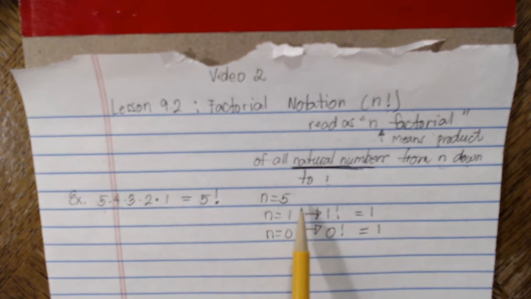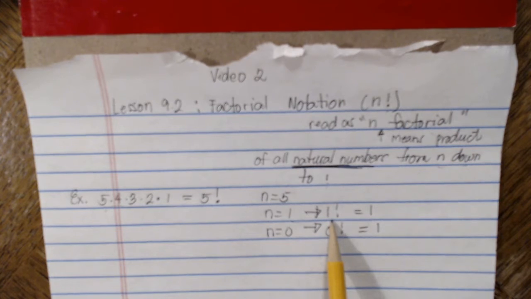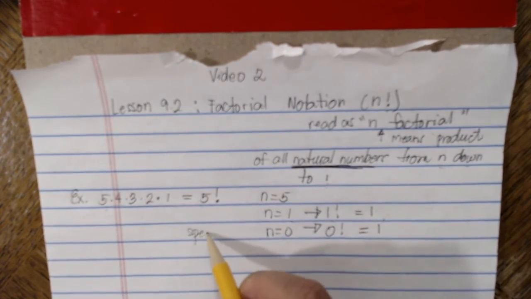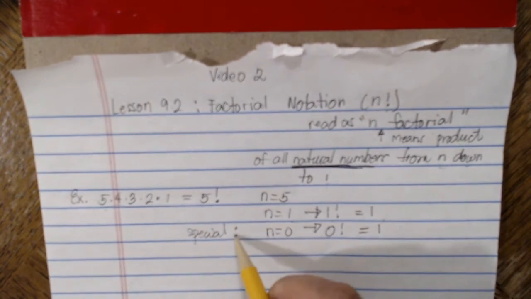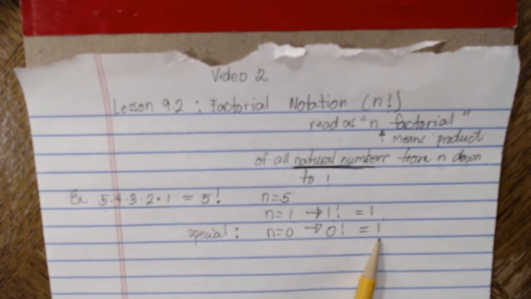So you'll know that if your n is 1, then 1 factorial is 1. And then this is a special case. If n is 0, it means 0 factorial is still 1.